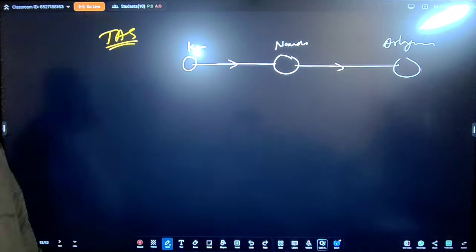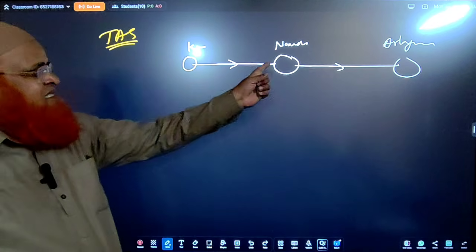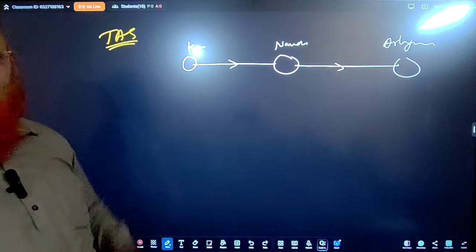So time average speed means, a car has traveled from Kurnool to Nandyal.